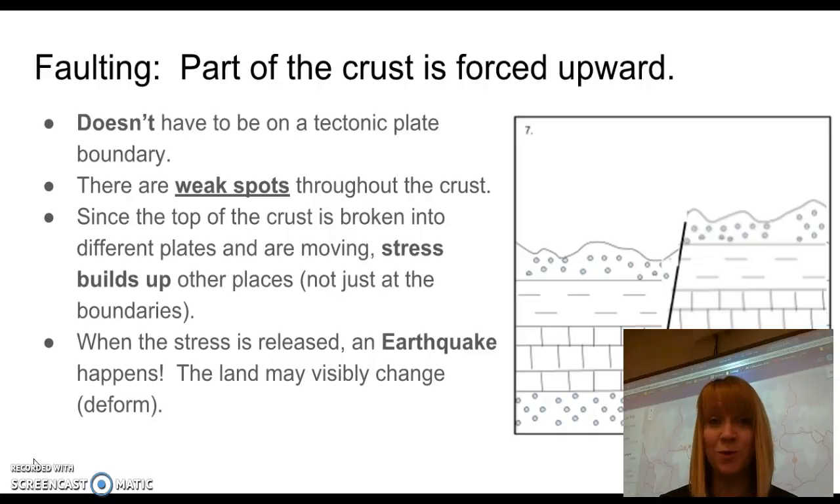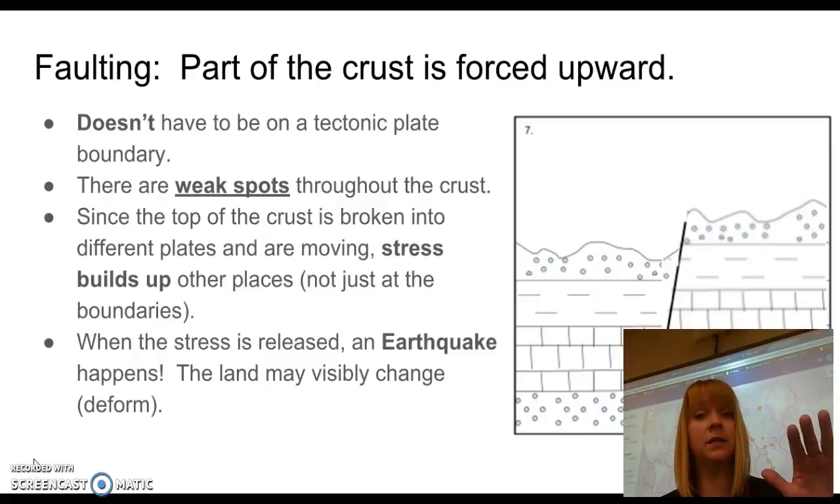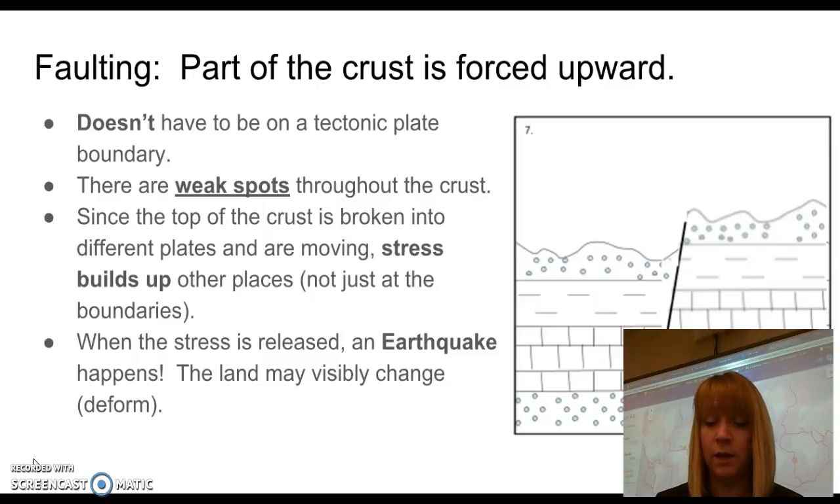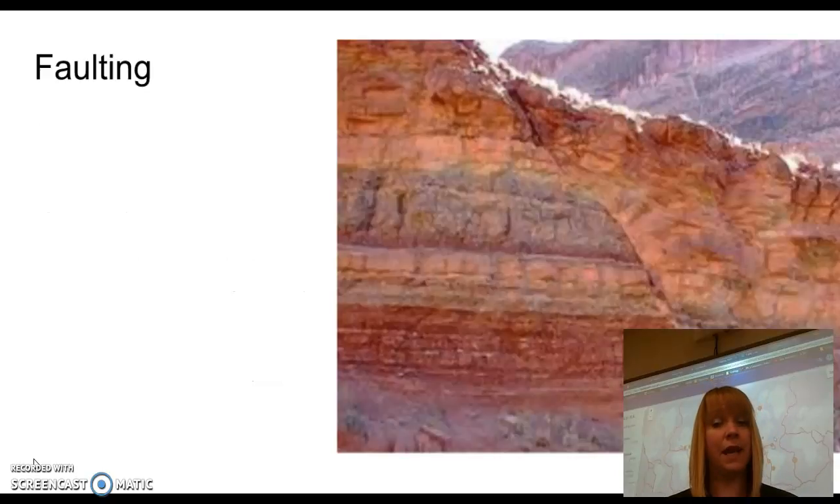And when that stress is released, boom, we have an earthquake. The land may visibly change in this case, and we call that deformation, or the land may deform in some way. In my picture I showed a fault, and part of the crust is lifted upward. In this picture it's the same idea, only it almost looks like a part was actually pushed downward.